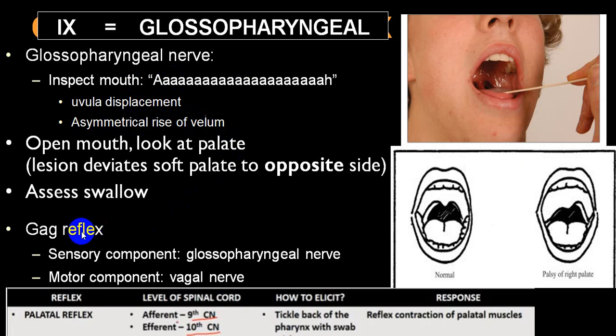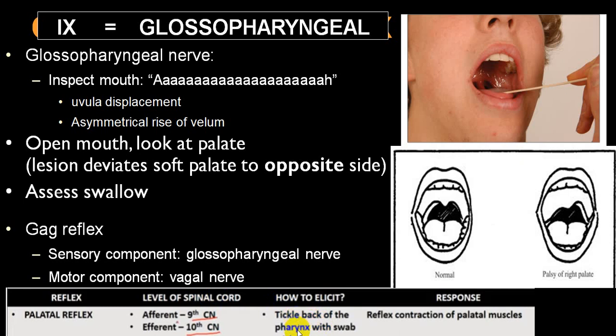And you can also do what we call a gag reflex, in which there are two components. If you touch the soft palate, we call it palatal reflex, and if you touch the pharyngeal wall, you call it pharyngeal reflex. So when you touch the soft palate, the sensory pathway is glossopharyngeal, and contraction of the pharyngeal wall as well as the uplift of the soft palate will be a motor component by vagus nerve, and the person will have a gagging.